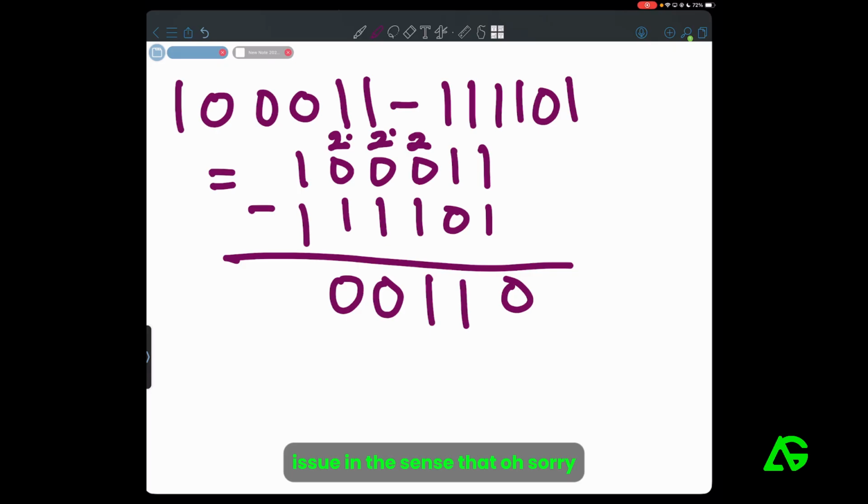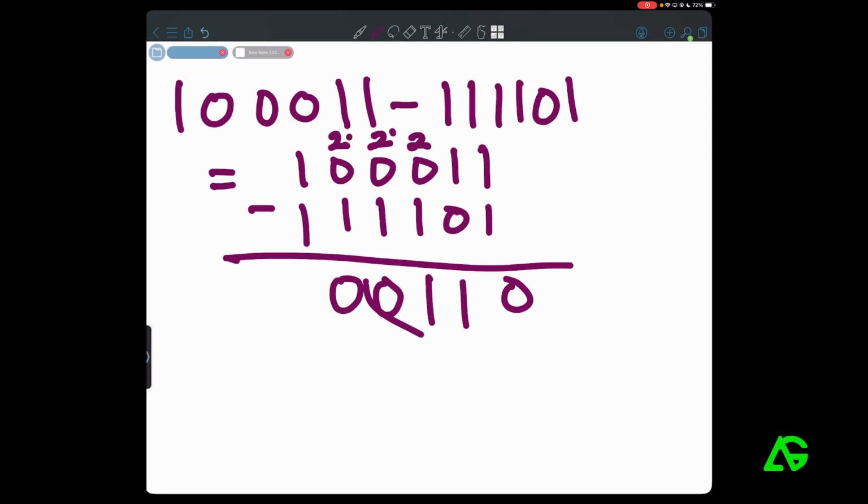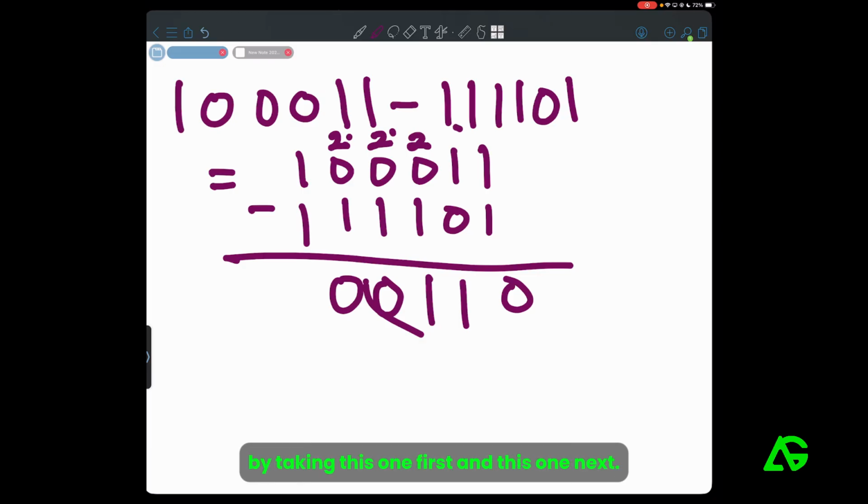The issue is that we have nothing up here and we have something down here. We know that we can't remove something from nothing, and there is no option of borrowing here. You understand? So we rather do it in the reverse way. For now, let us restructure the question by taking this one first and this one next. Let me reframe it. I'm sorry for that mistake with the question.